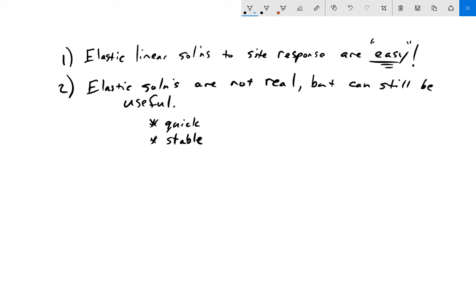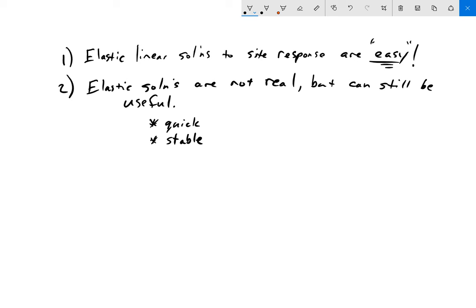And we always fall back on the elastic solutions just to get us in the ballpark and to help us feel better about the stuff that we're computing with more sophisticated methods. So elastic solutions are still widely used in consulting and engineering design today. Maybe not for final design, but they are a very useful tool.